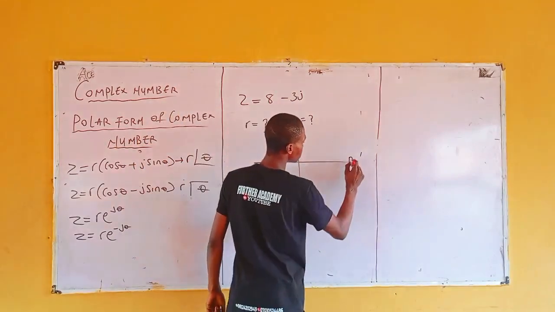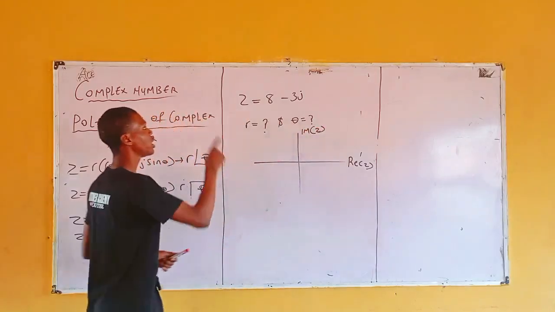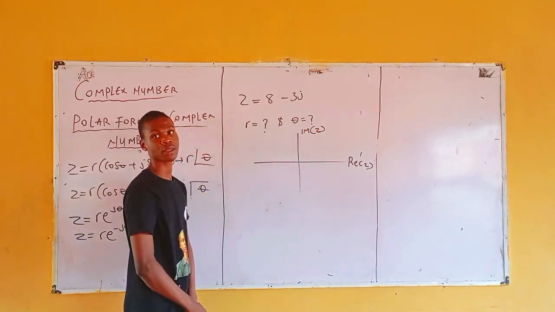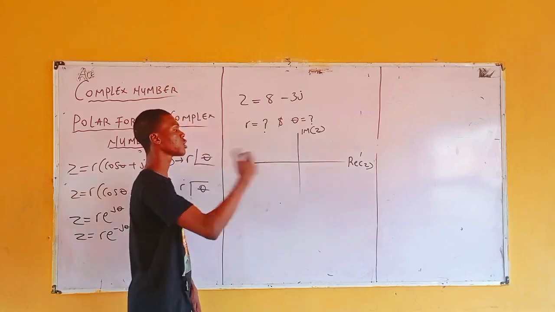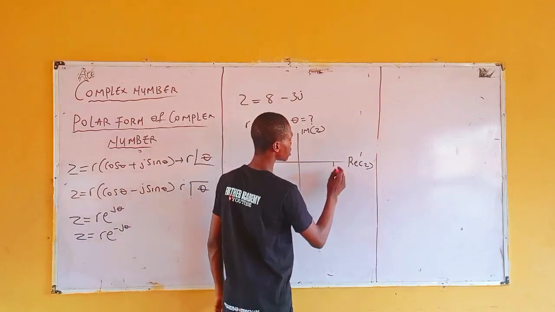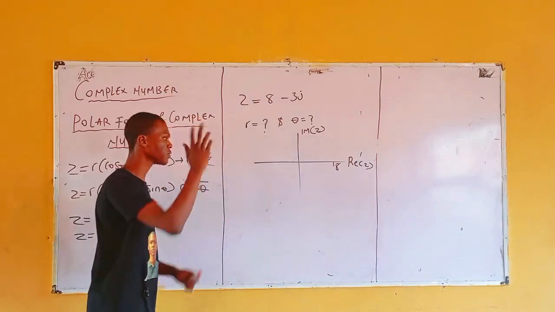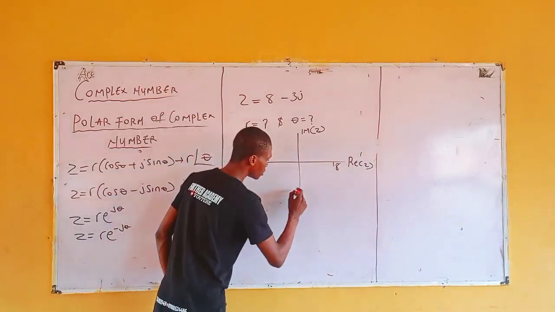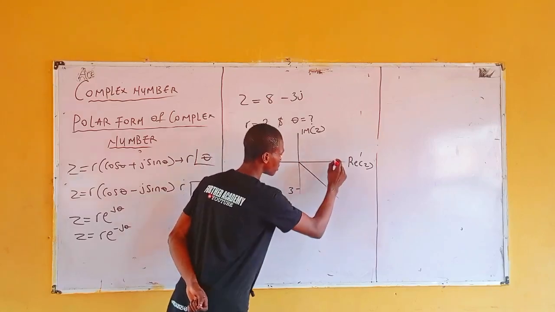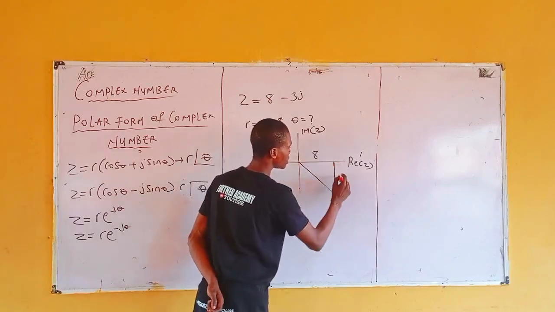This is your real axis of z, and this is your imaginary axis of z. Now your 8, horizontal or vertical? Horizontal. Positive side or negative side? Positive side. So let's say you have 8 here. Then for negative 3, vertical or horizontal? Vertical. The positive or the negative region? So let's say you have 3 here. So if you have to draw your angle, you have something like this. This is 8 and this is 3.